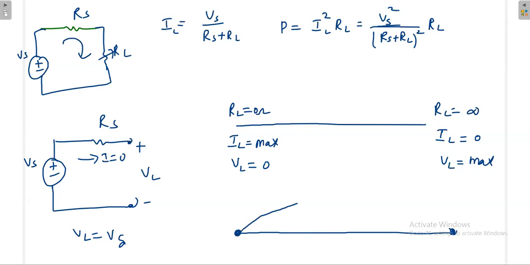Now you vary your resistance in between. Then you'll observe this curve. You'll observe at some point your power is maximum, at some RL, we do not know. We have to measure at what value of RL your power is maximum. So the power is maximum at some RL. What is that RL?